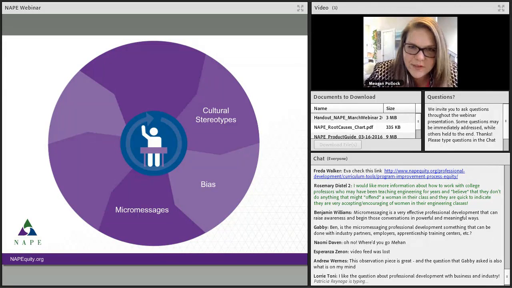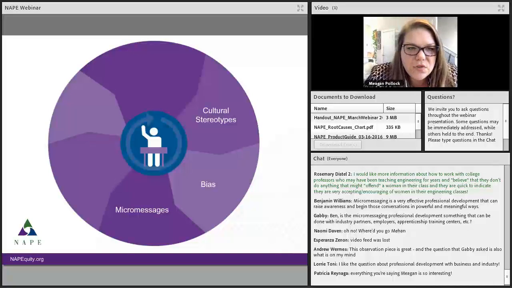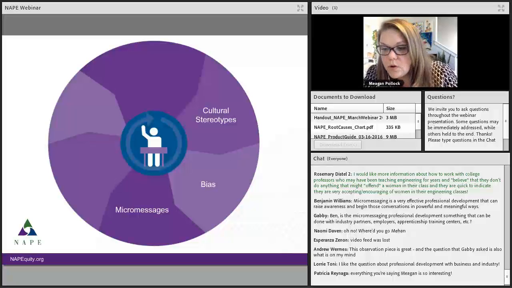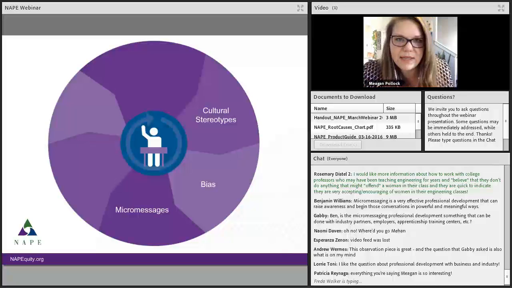So one of the last types of micromessages, and the ways that micromessages manifest, is in how we give feedback. The research shows that both male and female educators, or parents for that matter, are more likely to give girls feedback on how pretty their work is than how good it is as far as quality. Whereas they are more likely to give boys feedback on the quality of their work and less likely to give feedback on how pretty and creative it is, right? And so again, both male and female teachers are equally guilty of this.